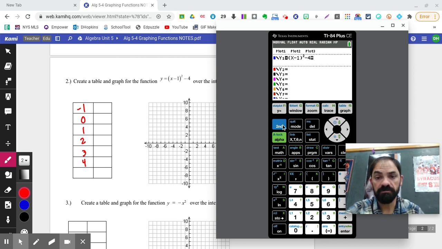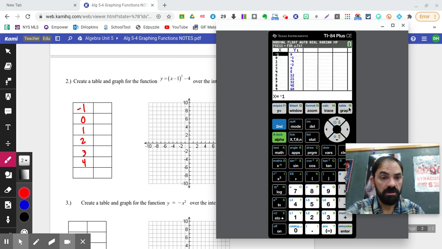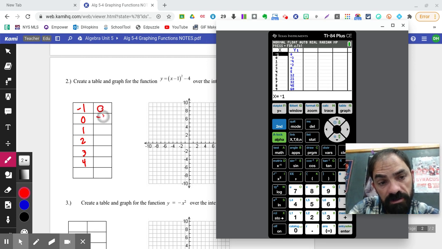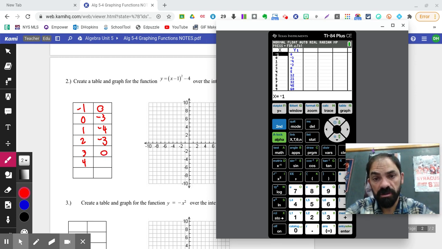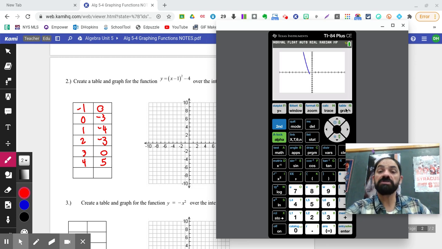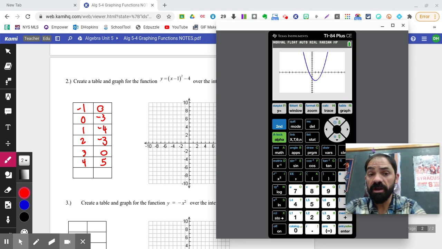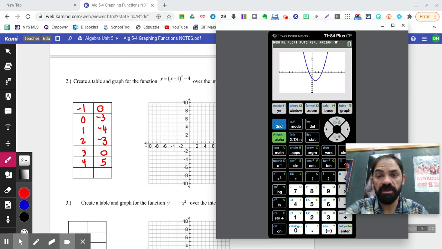Let's go to my table. I want 0, -3, -4, -3, 0, and 4 is 5. Let's see what the picture is supposed to look like. Since it's squared, it's going to be shaped like a U. That's a parabola. It's a quadratic equation. We'll learn more about that later, but I want you to see what that picture is. If it's raised to the 2, it's shaped like a U.